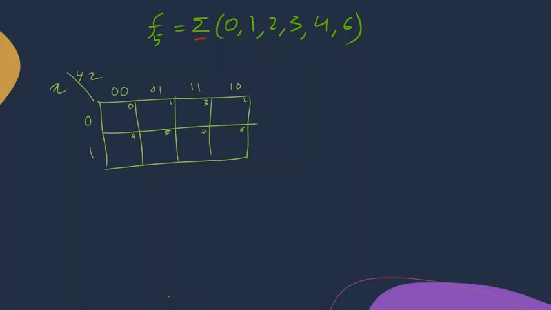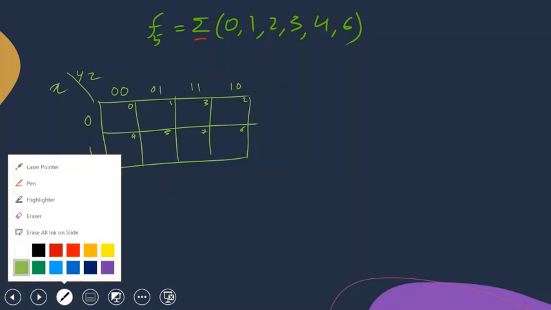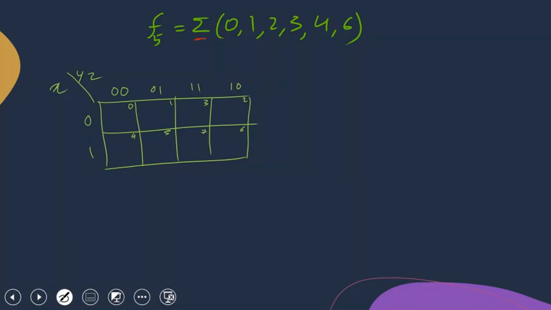Now we will look at the question. F5 contains a total of 6 min terms: min term number 0, 1, 2, 3, 4, 6. Let's try to mark these min terms in the K-map. So 0, 1, 2, 3, 4, and 6 are the 6 min terms. In the remaining places, we will place 0. Now this is the K-map which represents the function f5.